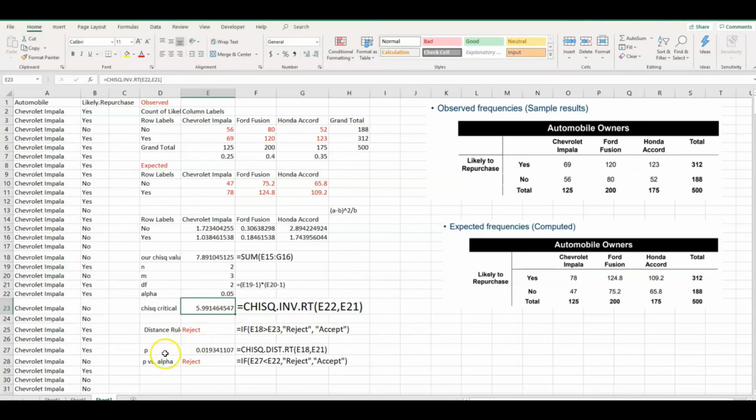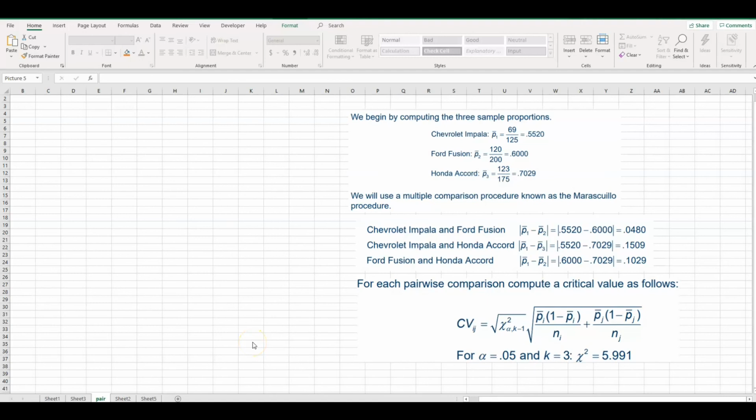Alternatively, we calculate the p-value. We apply chisq.dist.rt. This is our chi-square value, and this is the degree of freedom. Again, if the p-value is less than alpha, we reject. Because the p-value is 1.9%, less than 5%, we reject. From topic number 2, we know observed and expected are different. So our conclusion is they are different.